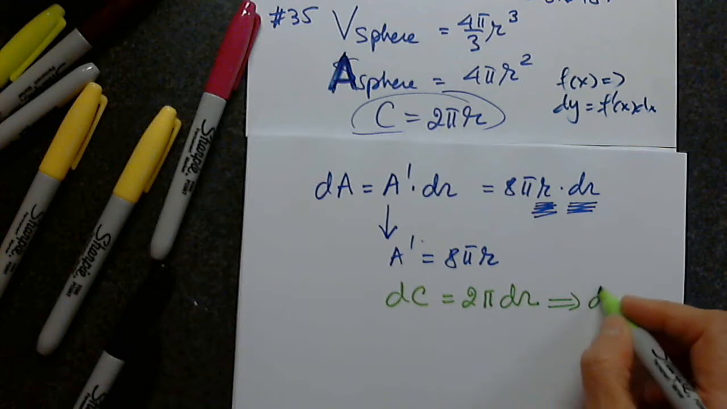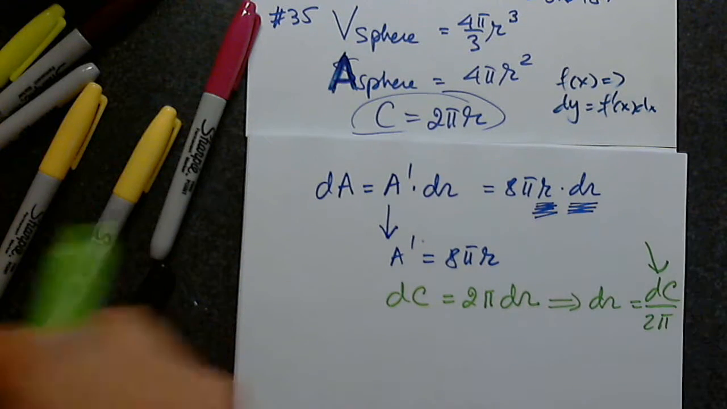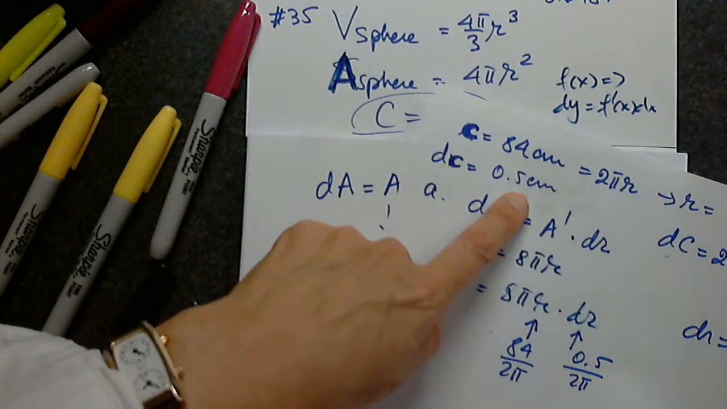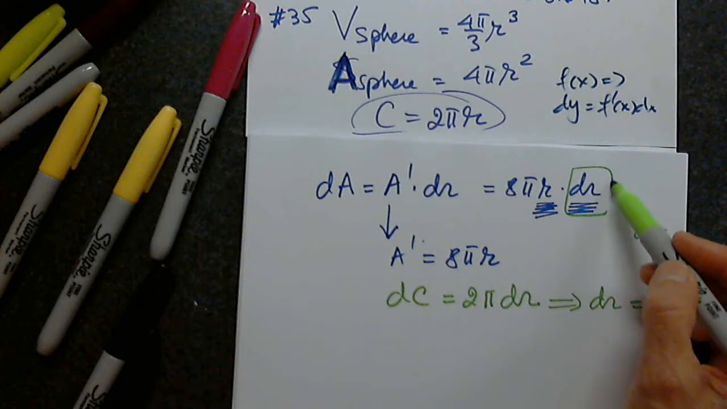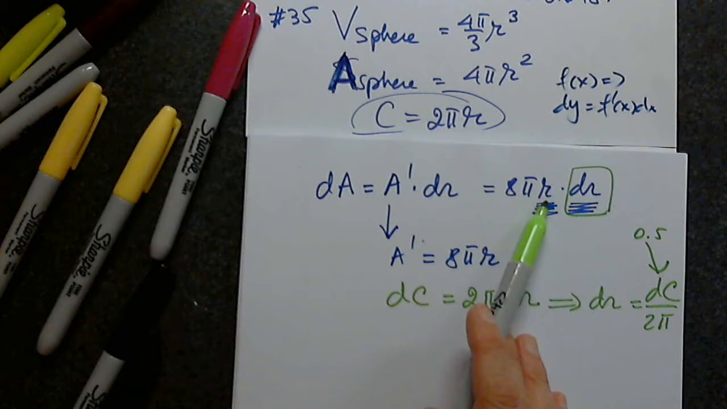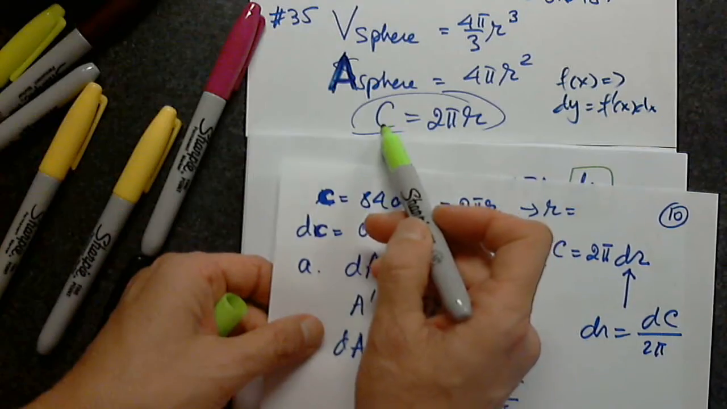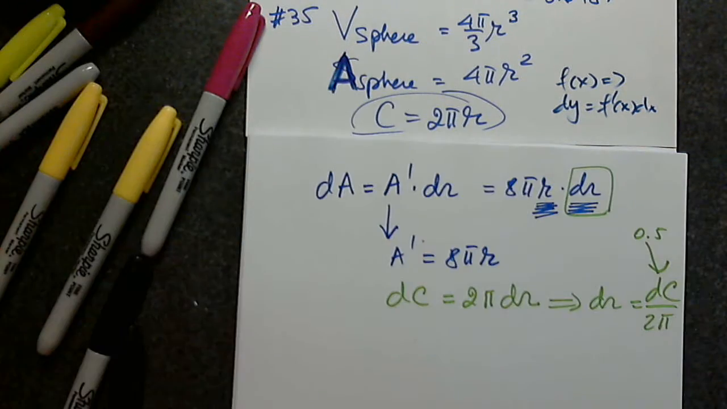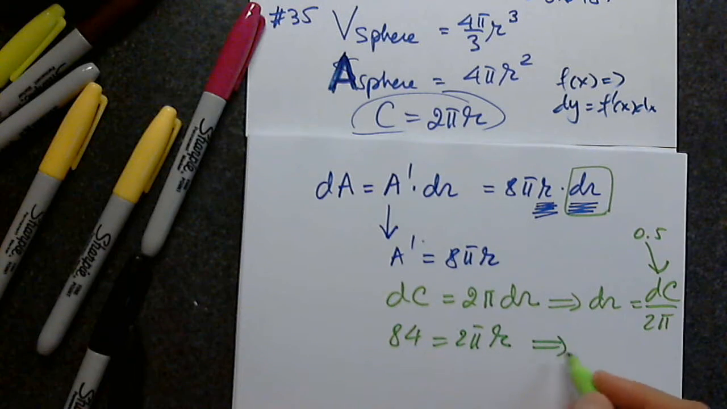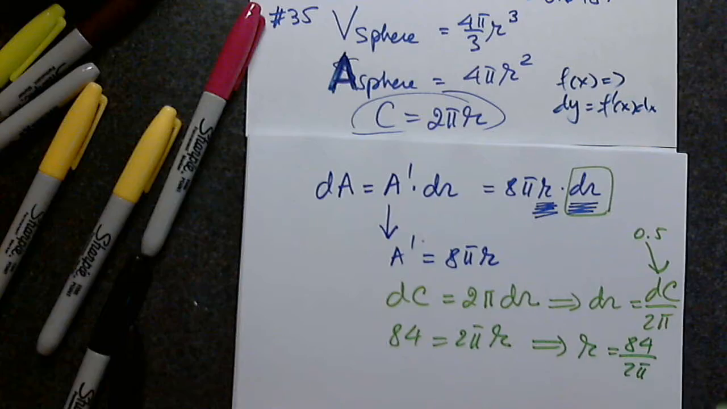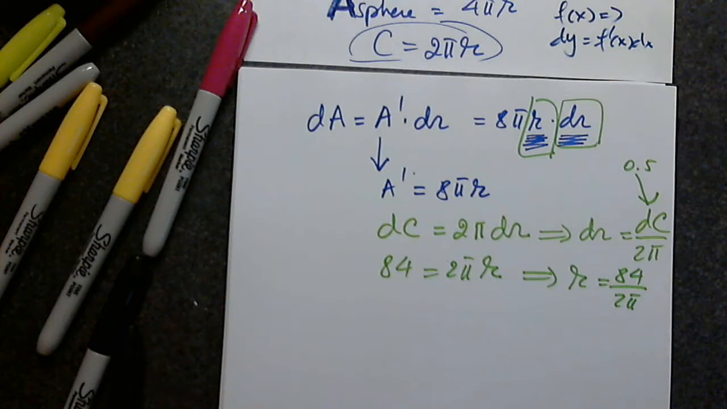So from here, I will find dr, dividing both sides by 2 pi. Because this is given to us. dc is given as 0.5. So I have this piece. Now the question is, how do I determine this? Not a problem, because I'm given c. c is 84, 2 pi, and I can determine r to determine this piece. So 84 equals 2 pi times r. So from here, r equals 84 over 2 pi. So now I have this also. And that's where I was.